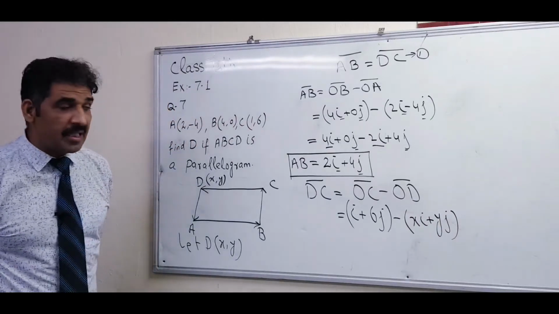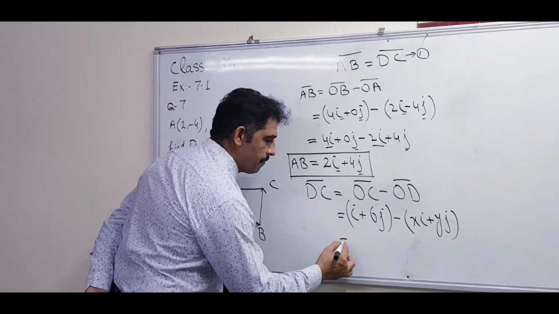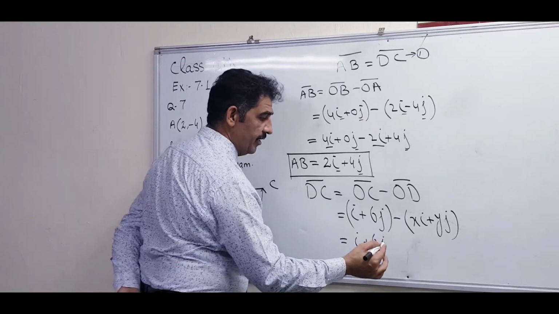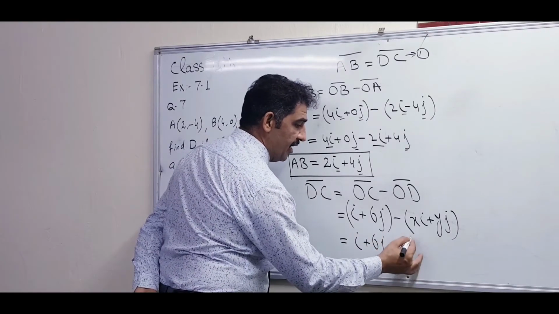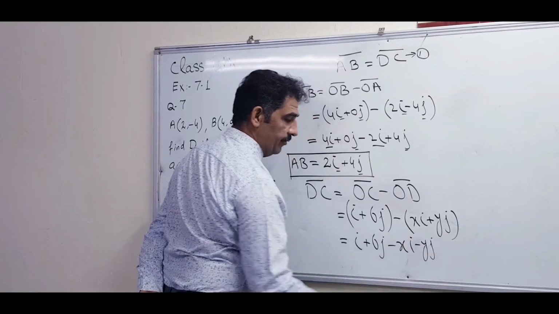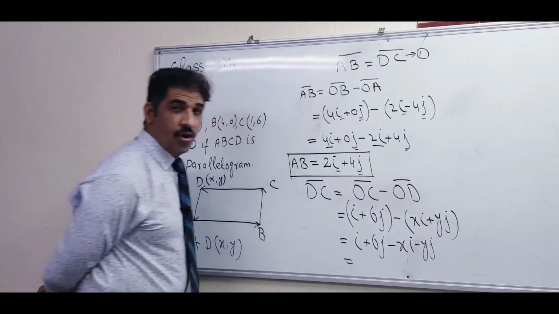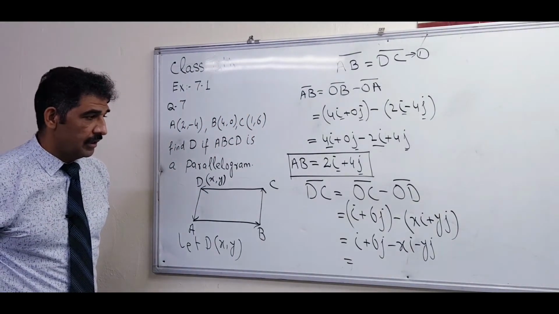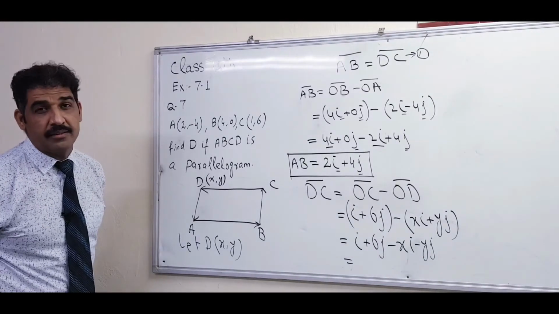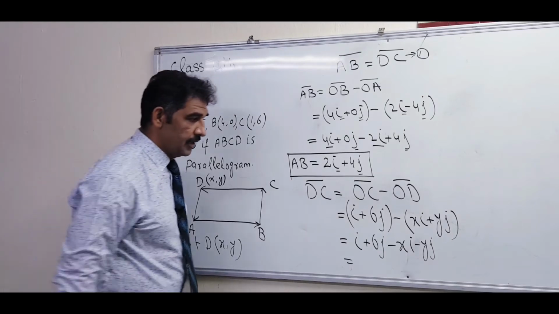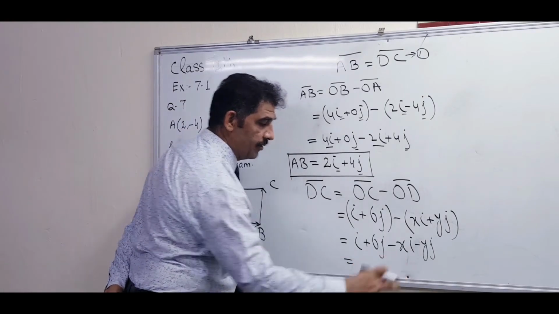So we have to open the bracket. So i plus 6j minus xi and minus yj. Good. So now simplify. What is its answer? What is the solution of these both?